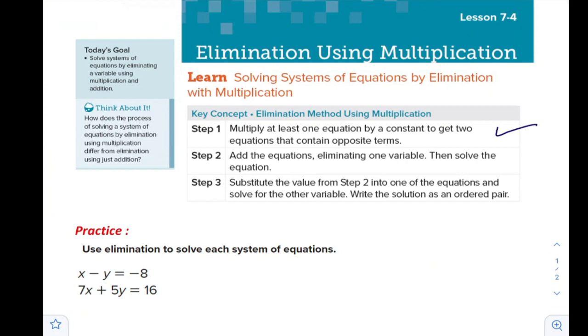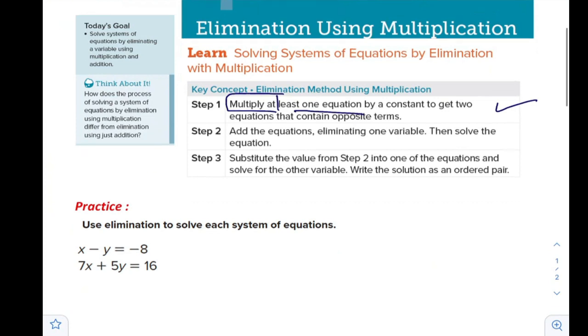Step 2 will be adding the equations, so we will refer back to the previous lesson. We repeat what we did in the previous lesson. So the only new step is that we will multiply one of the equations. Sometimes you will need to multiply both of them by numbers to get equal or opposite variables. And the rest repeats what we did in previous lessons.